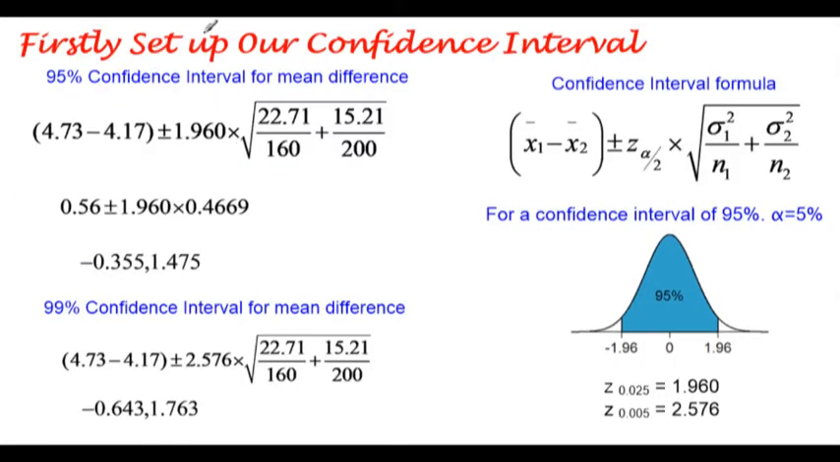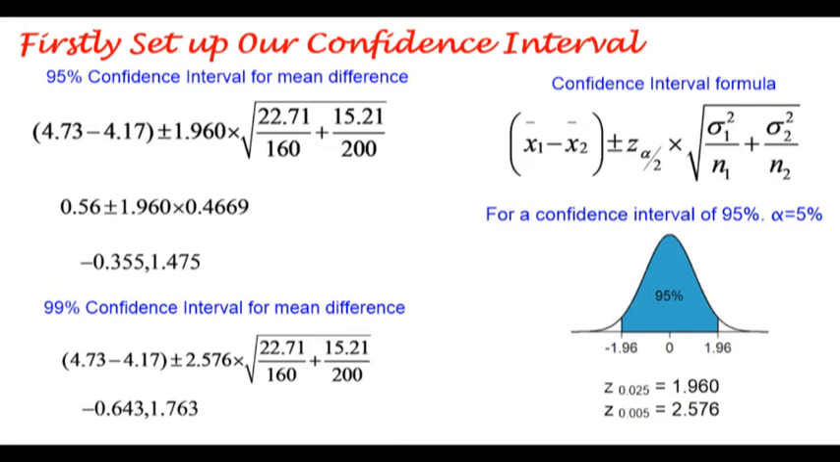First of all, you can see we set up our confidence interval. From our different samples we had 4.73 minus 4.17, plus or minus our Z. You can see 2.5% above and 2.5% below, Z value 1.960. I also do the 99% confidence interval.